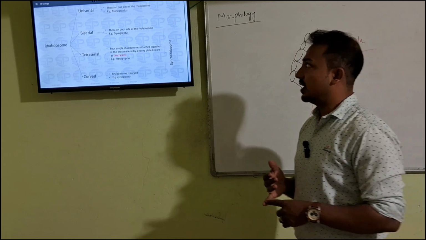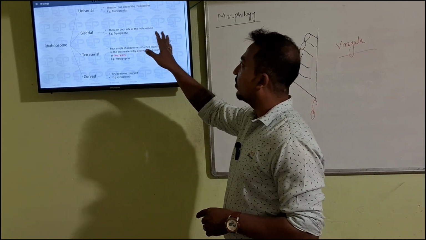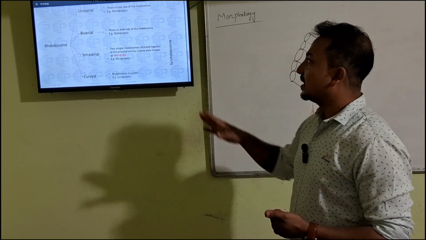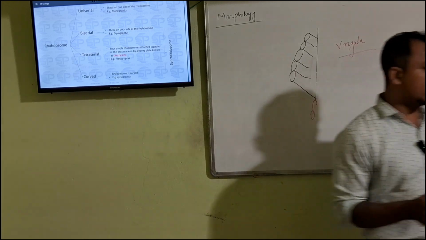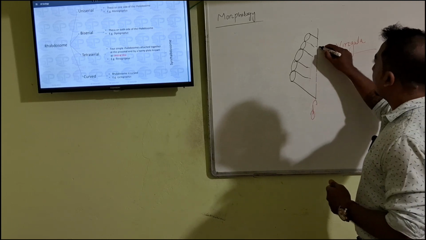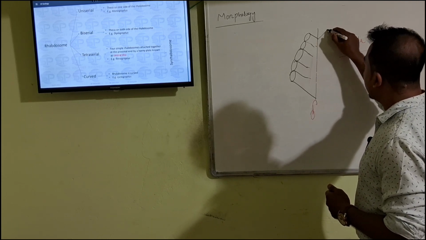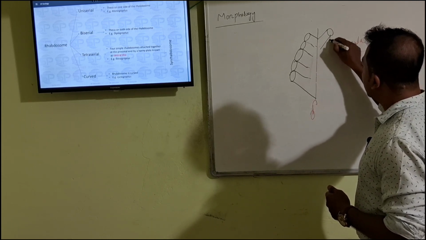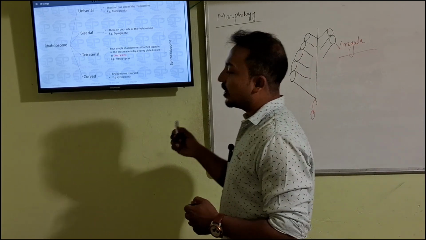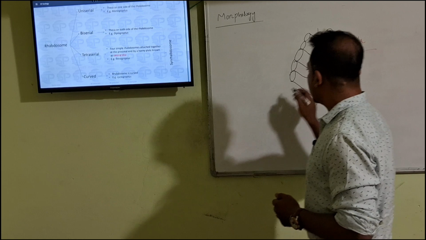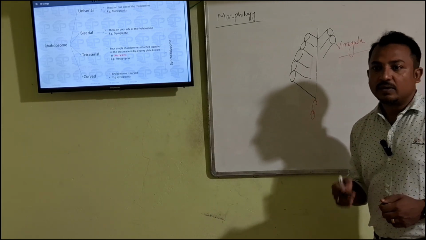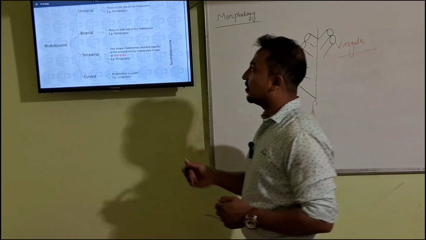In uniserial, theca will be present on one side of the rhabdosome, as we have discussed. Then biserial has theca on both sides. So you will find theca also on this side, and also on this side. So this will be your biserial. Then tetraserial: suppose this is left, right, then we get the front and the back. So on all sides you will get tetraserial.